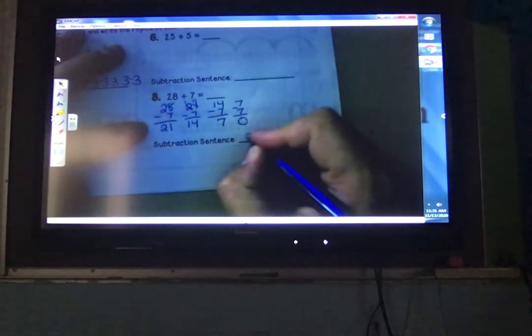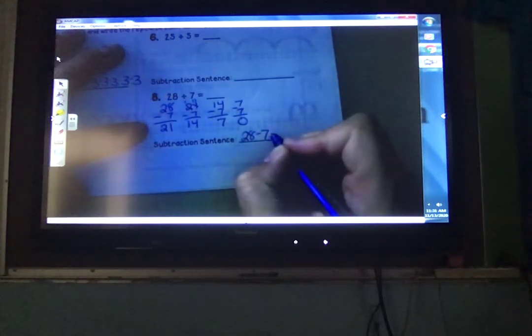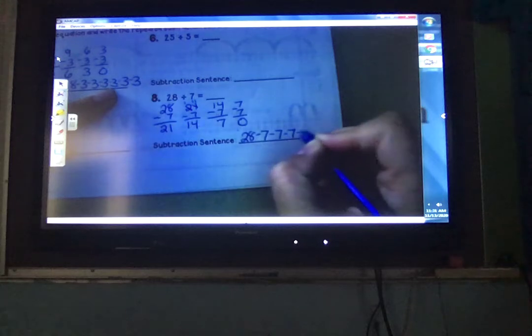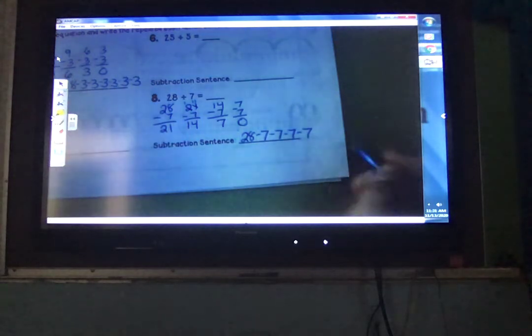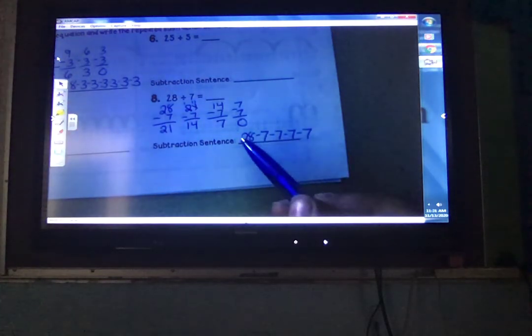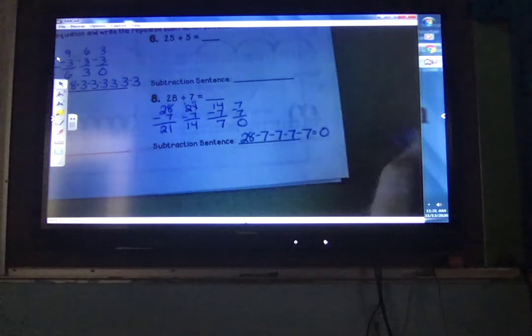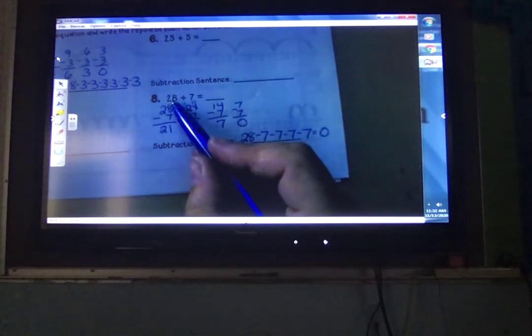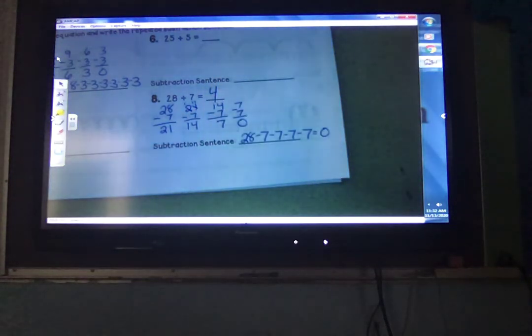So we started with 28 and we took 7 away 1, 2, 3, 4 times. So 28 minus 7, minus 7, minus 7, minus 7. We can subtract 7 1, 2, 3, 4 times. So that's my subtraction sentence. I can take 7 away from 28 4 times before it turns into a 0. So what would my division be? 28 divided by 7. How many times did it take me? 4. So 28 divided by 7 is 4 because I can subtract 7 4 times before it is a 0. So finish your repeated subtraction page.